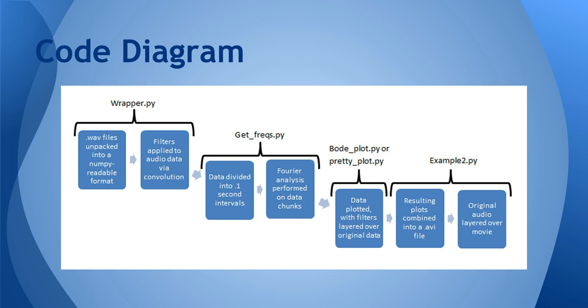So here we have a simple diagram of our code. As you can see, wrapper.py unpacks WAV files into NumPy arrays and applies any desired filters. The data is passed to getFrequencies.py, which divides the data into 0.1 second bins, and then performs Fourier analysis on each of these bins, saving amplitude, phase, and frequency data. This data is passed to Bodplot, which plots the relevant data, and finally, these plots are made into a video by mencoder through example2.py, which also superimposes the original audio on the created video.